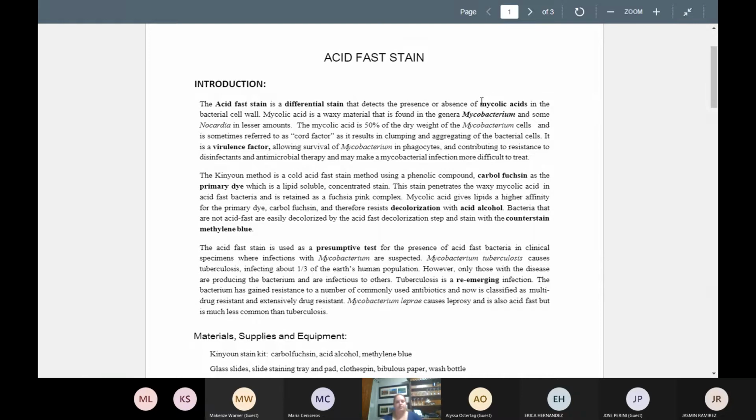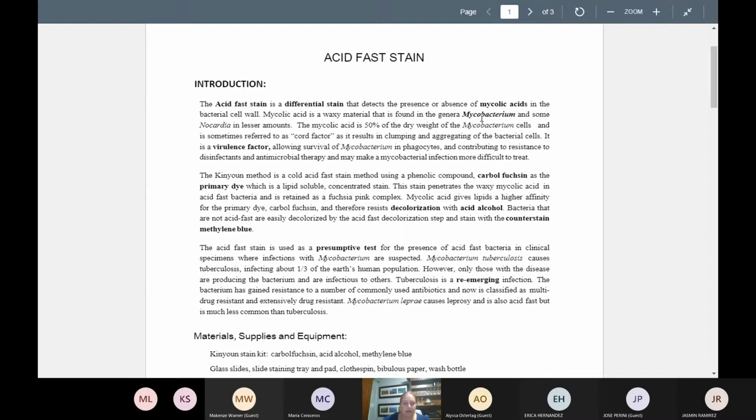Because it is detecting the presence or absence of mycolic acids. These are considered a virulence factor. So that's what this is talking about here. Mycolic acids are a virulence factor because they are basically what causes these cells to be able to cause disease. It makes them difficult to treat, so that is considered a virulence factor, and you guys can read a bit about that here. The only two genera of bacteria that have mycolic acid are the Mycobacterium and the Nocardia.